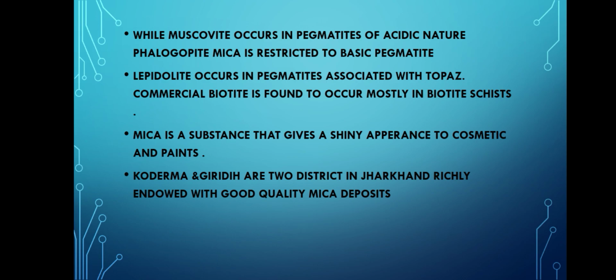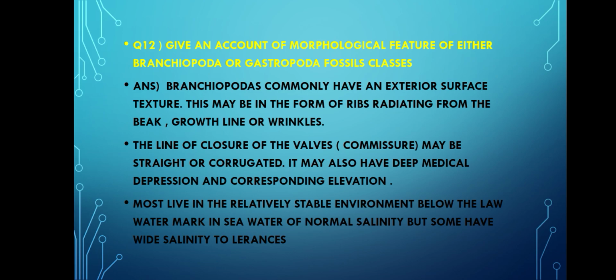Now next point. Mica is a substance that gives a shiny appearance to cosmetics and paints. Koderma and Giridih are two districts in Jharkhand richly endowed with good quality mica deposits. Now come to the next question.